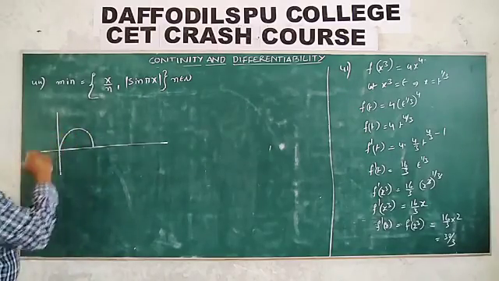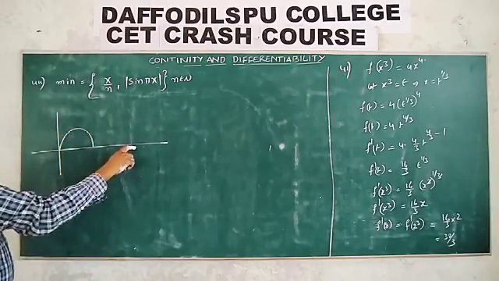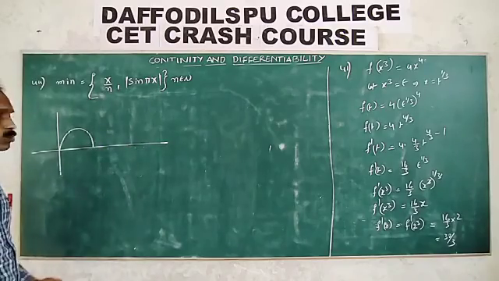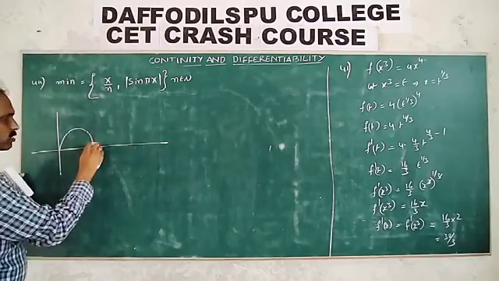What is the sine period? 2 pi. It means 1 cycle is equal to 2 pi. Sine period is equal to 2 pi. So for negative values also we will get the same.